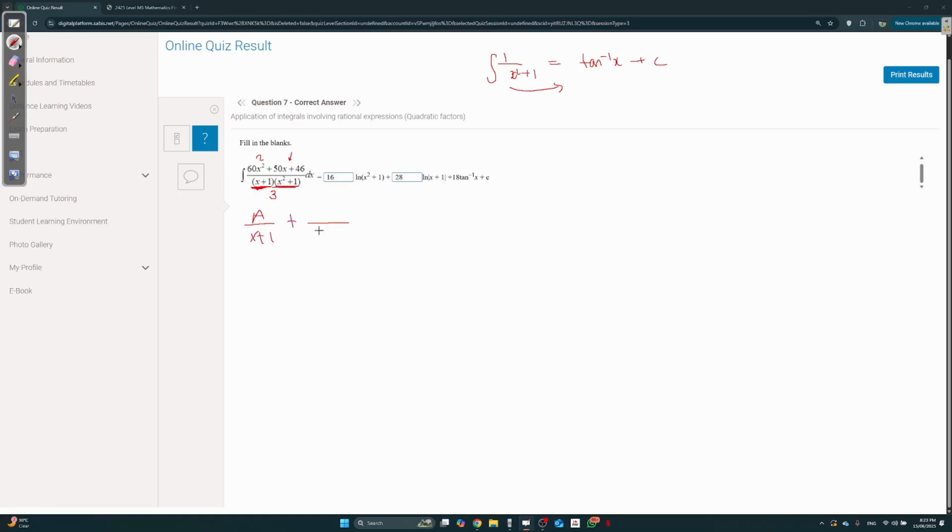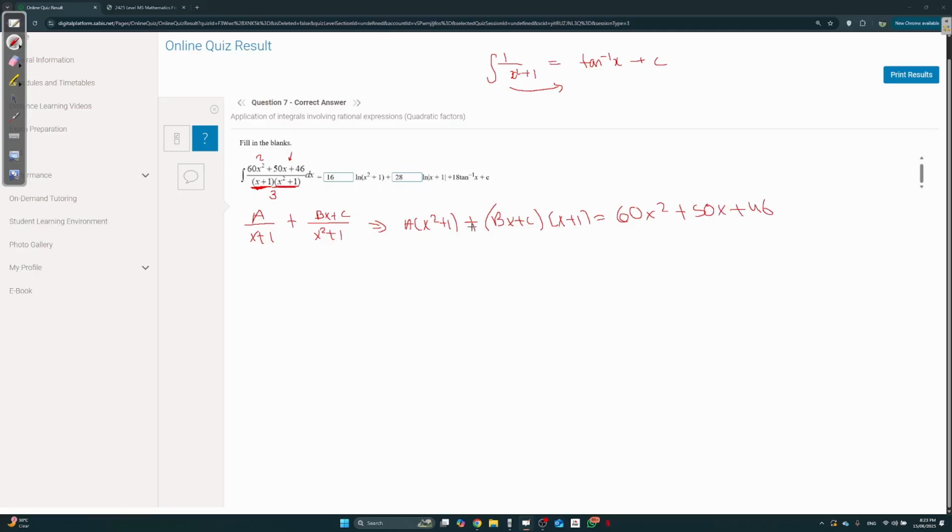Since it's a quadratic factor, can I just put b? No, I have to put bx plus c. Let's form our equation. We're going to multiply a by what we need here: x squared plus 1. So a into x squared plus 1. What does this bx plus c need? It needs an x plus 1, right? This equals the old numerator.